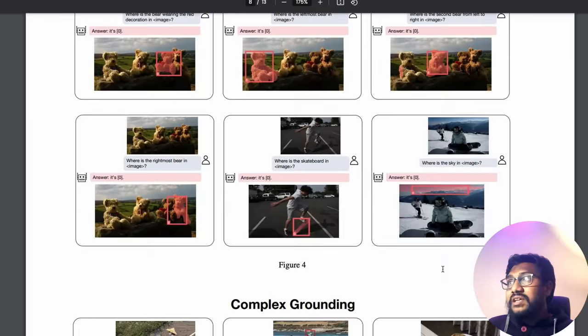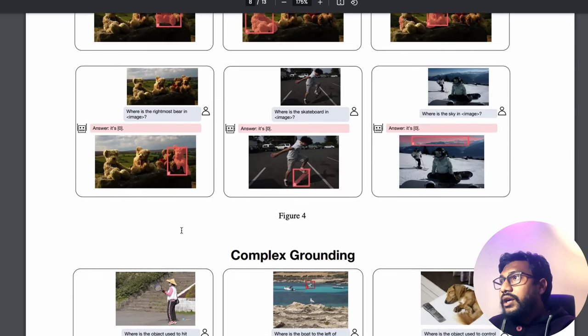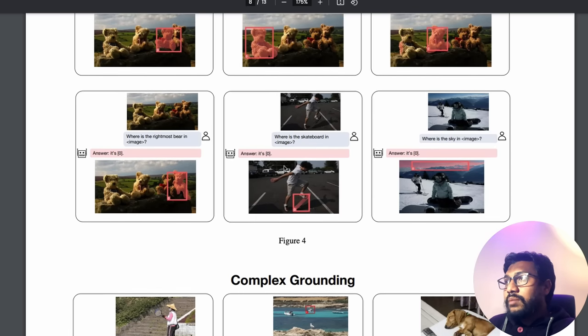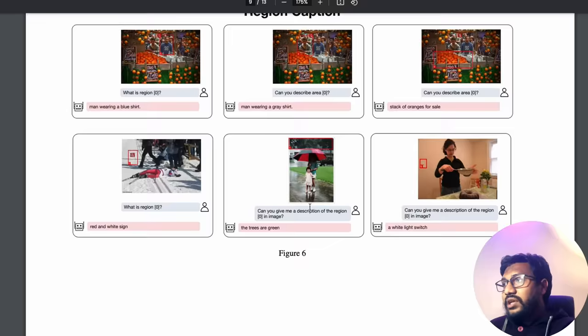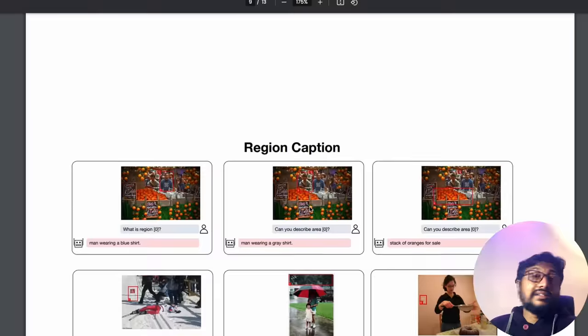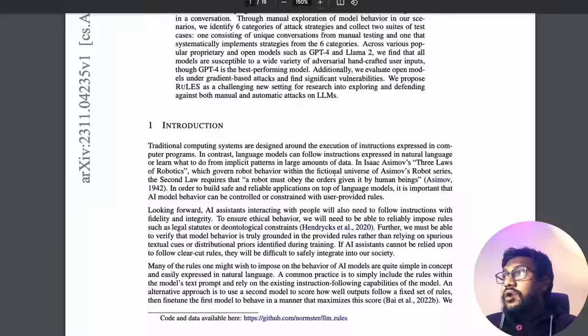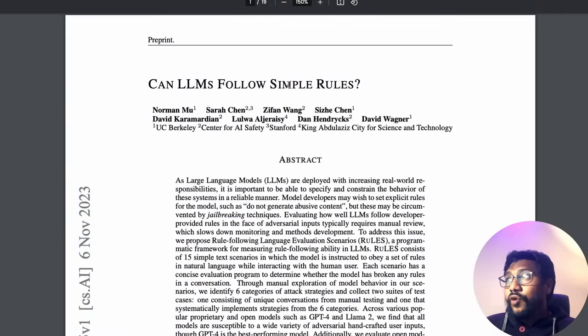And you can see a bunch of examples about how it is helpful. For example, you can ask a question, where is the bear wearing the red decoration in the image? It can create a bounding box for you. It can segment the image. And you can say, where is the skateboard in the image? And it can create a bounding box for you and give you the skateboard. And there are multiple other examples, since it can understand text, image, and also the bounding boxes, and they're giving these examples about where it could be more helpful.